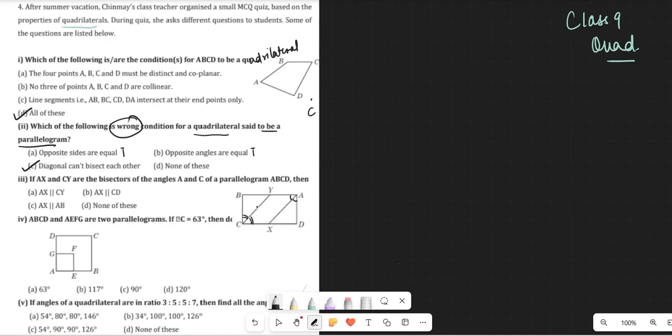AX is parallel to CY. This is true. AX is parallel to CD? We can see these are intersecting lines. How can this be true? AX is parallel to AB? Again, intersecting lines. How can it be parallel?